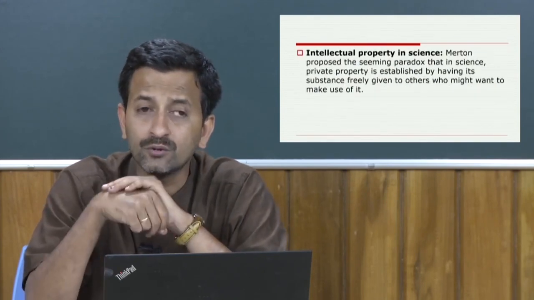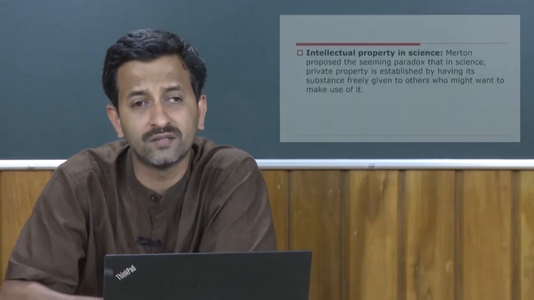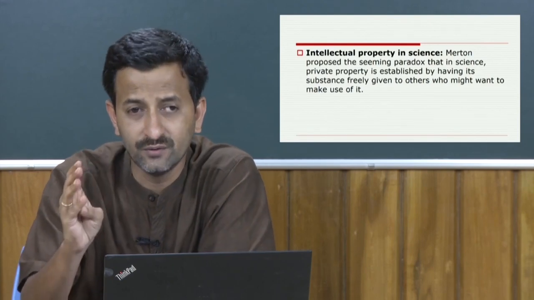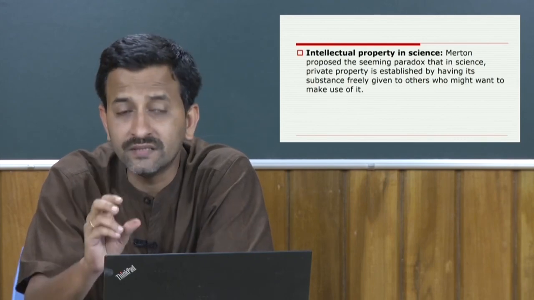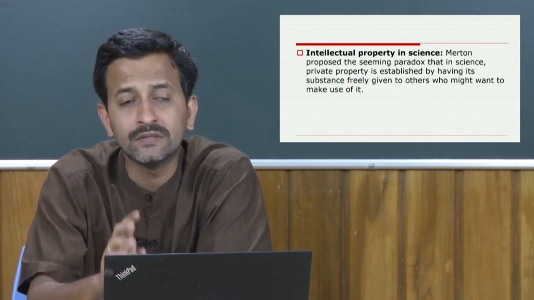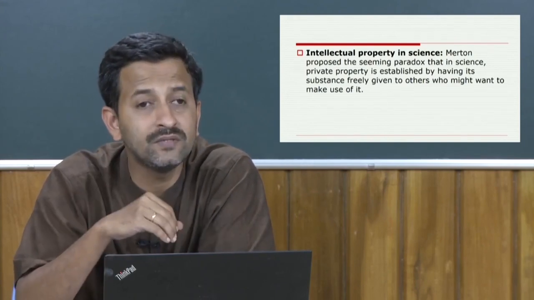Merton proposed the seeming paradox that in science, private property is established by having its substance freely given to others who might want to make use of it. We have already discussed the ethos of science by Merton, where we discussed four ethos of modern science, namely universalism, communism, disinterestedness and organized skepticism. Communism is very integral to the debates on intellectual property in science.